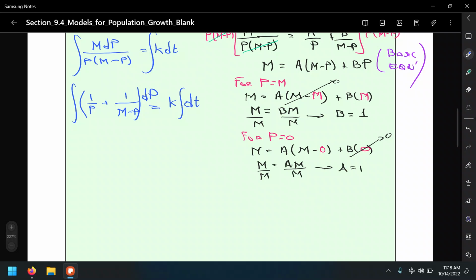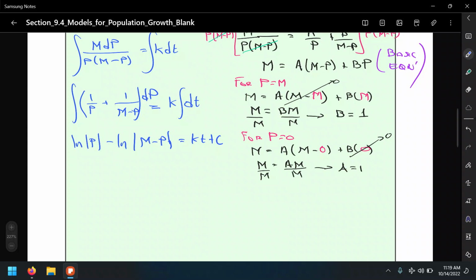So integrating this, what's the integral of 1 over p? Isn't it ln of absolute value of p plus ln of m minus p? However, this plus becomes a minus because of the correction factor when we integrate that. When we set up that du, that du becomes a negative du. And what's the integral of k dt? That's simply kt plus c. Again, recall that we only add a constant of integration on the right hand side of the equation. It's an accumulated or an already absorbed constant of integration.